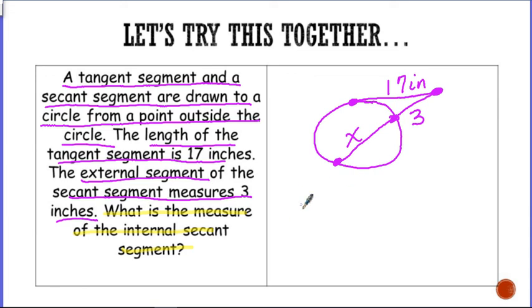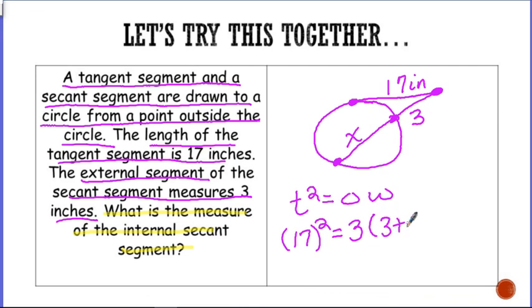So what I'm going to do is, I notice that I'm working with this. Tangent squared equals outside times the whole. These formulas you have to memorize. You will not be given them. So now I'm going to substitute in the 17, the outside is 3 of that, and the whole is 3 plus x. And now I'm just left with solving this.